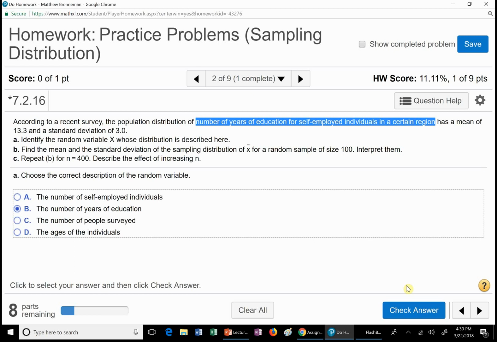Question? Are those numbers true? That I don't know. We wouldn't even know whether it was true or not. They just say in a certain region, right? So in this case, we probably wouldn't know. Okay, so it should be number of years of education.